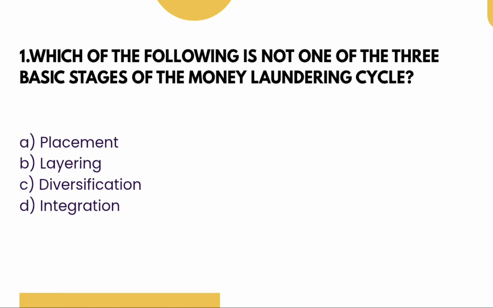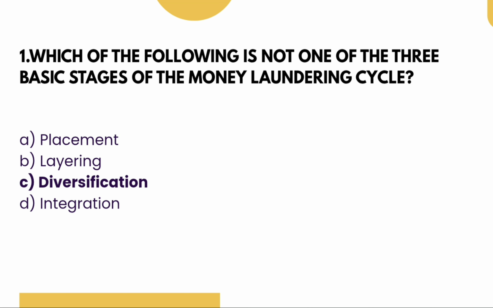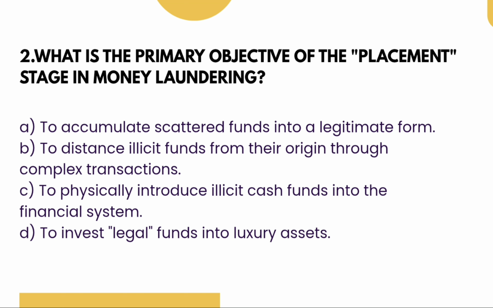the money laundering cycle? A. Placement, B. Layering, C. Diversification and D. Integration. The answer is C. Diversification. Next, what is the primary objective of the placement stage in money laundering?